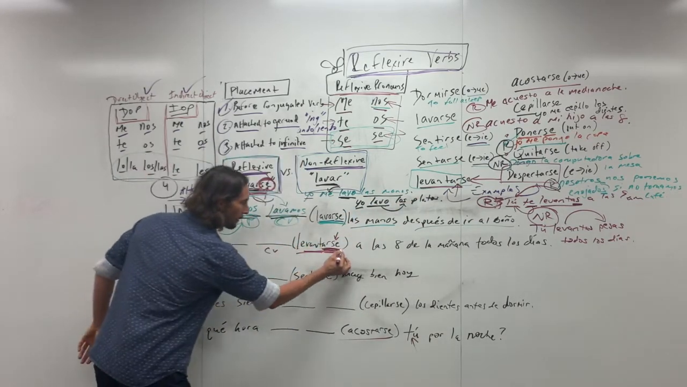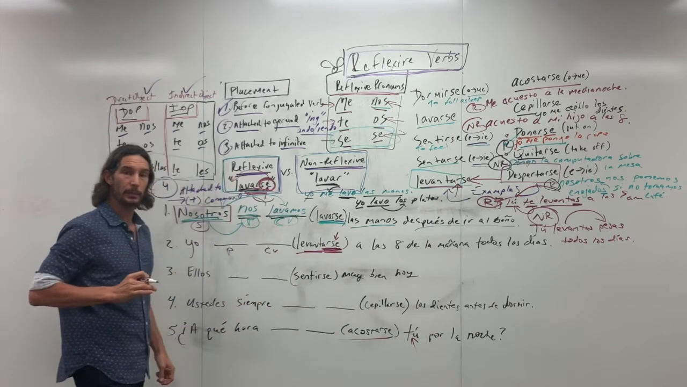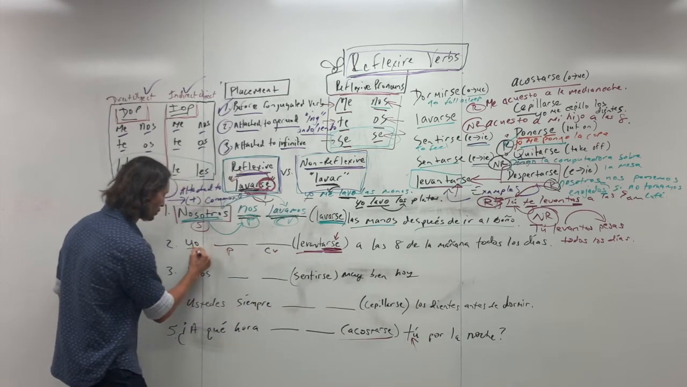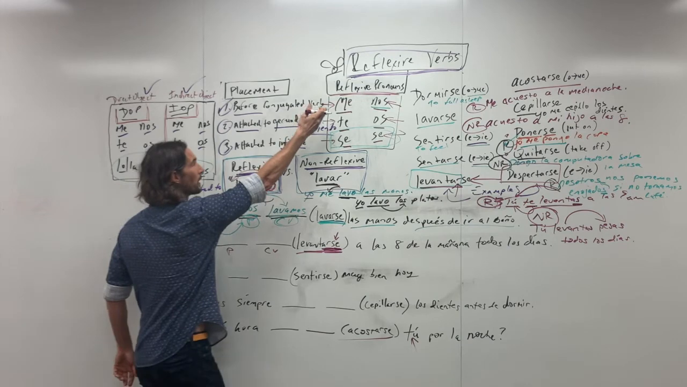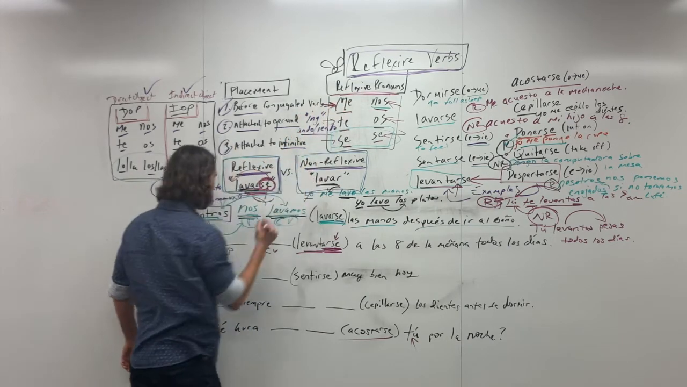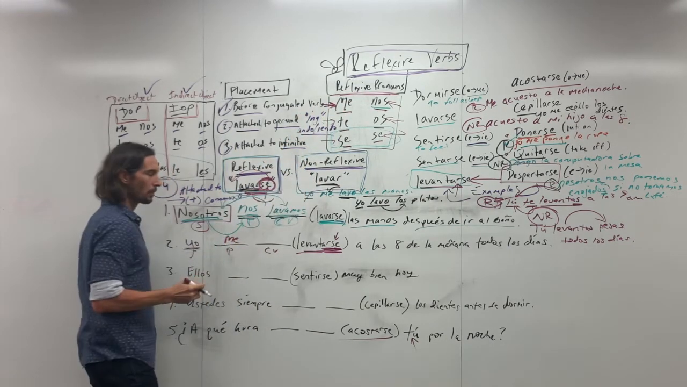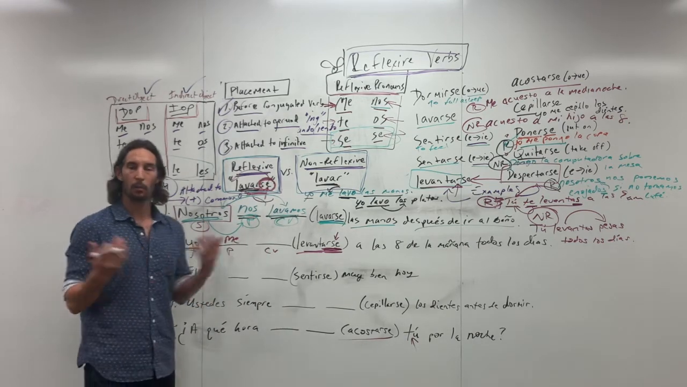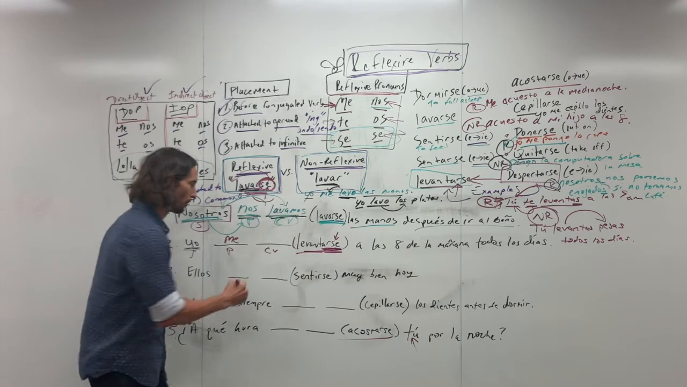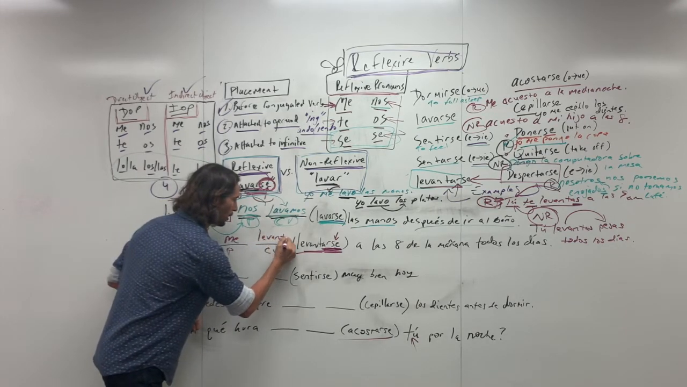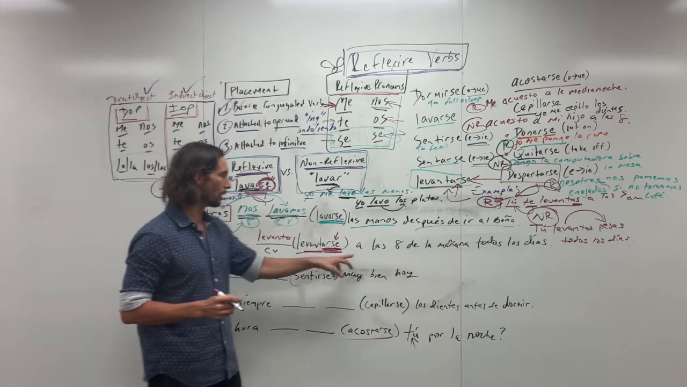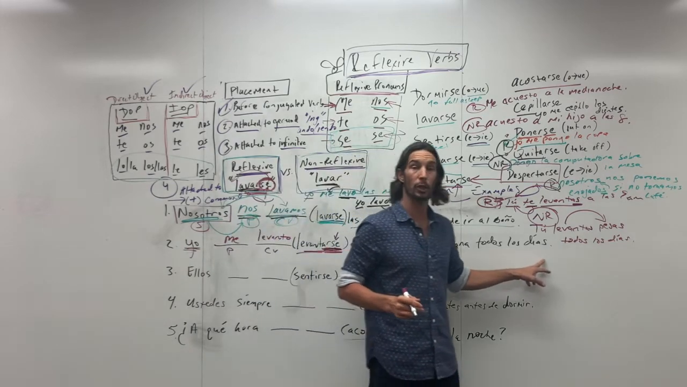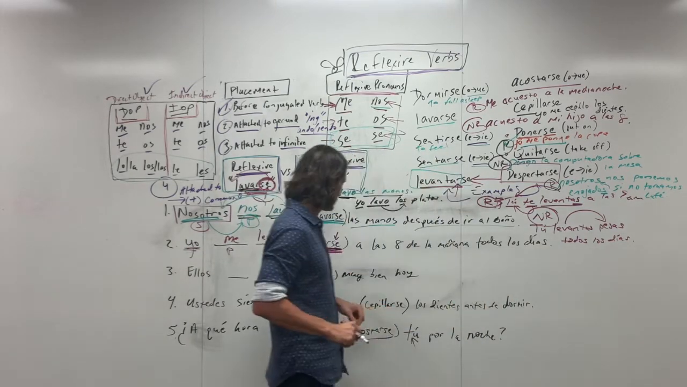So what is the subject? The subject is yo, so we have to agree with it, and we use me, right? So we'll put me there. And then we have levantar. What's our subject? Yo. So we want to say levanto. Yo me levanto a las 8 de la mañana todos los días.